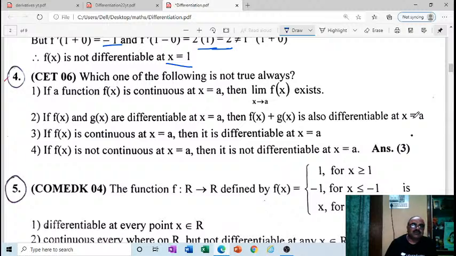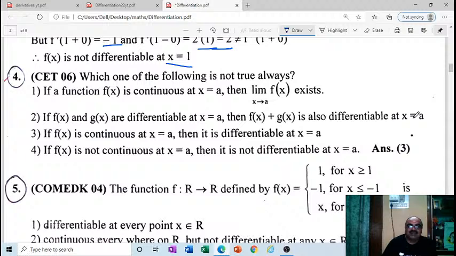Fourth one. Which of the following is not true always? If a function f of x is continuous at x equal to a, then the limit as x tends to a of f of x exists. If f of x and g of x are differentiable at x equal to a, then f of x plus g of x is also differentiable at x equal to a. If f of x is continuous at x equal to a, then it is differentiable at x equal to a. If f of x is continuous at x equal to a, then it is not differentiable at x equal to a.